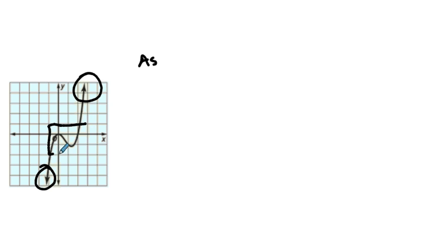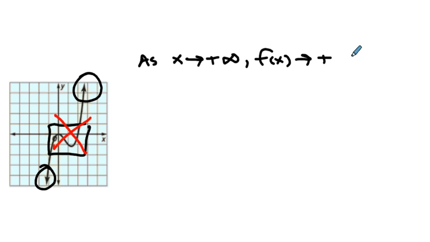All this stuff is interesting for sure, but for our purposes, we don't care about it. We just care about what's happening at the end of this. So as x approaches positive infinity, this thing goes up, so f of x approaches positive infinity as well. Then as x approaches negative infinity, as this thing is going to the left, it's going down. F of x approaches negative infinity.